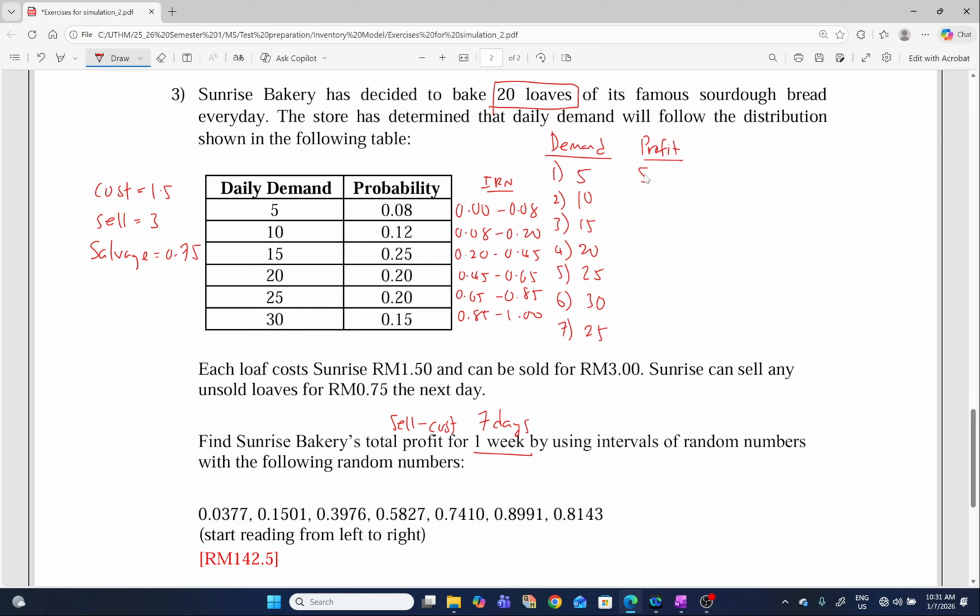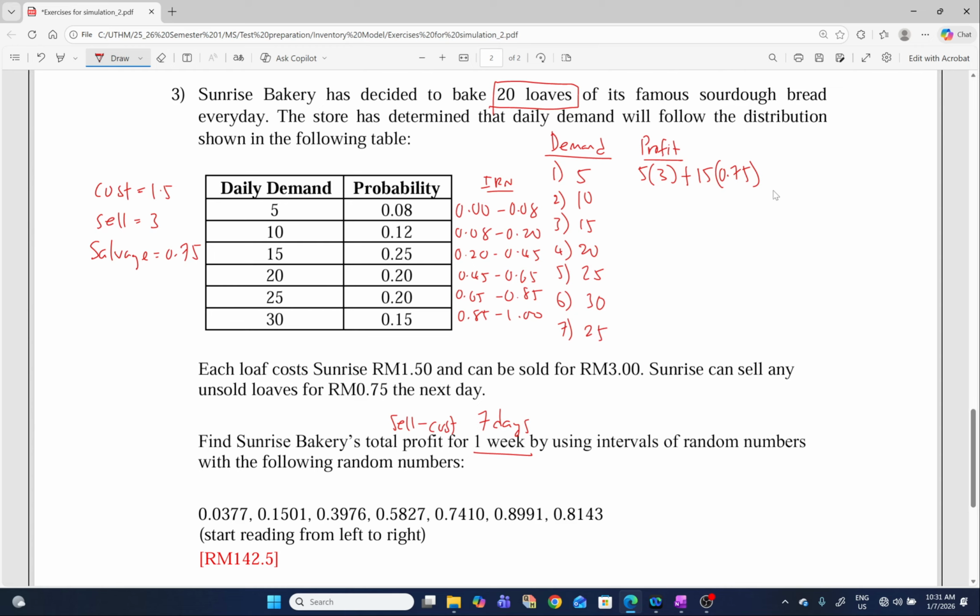Okay, profit dia adalah kat sini. Berapa banyak roti dia jual? 5. Demand dia 5, dia jual 5 saja. Selling price adalah 3. Campur roti yang tak jual berapa? 15. Dan semua sekali 20 kan? 5 saja dia jual. Lagi berapa dia tak jual? 15. 15 tu dia akan pergi kepada salvage value. Dia akan jual hari seterusnya. Boleh faham? Okay. Dia ada 20 roti. 5 dia jual hari ini. Yang 15 tu dia akan jual hari ke esoknya sebab tak dapat jual.